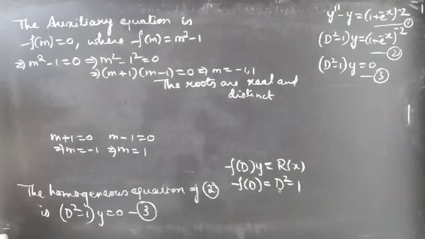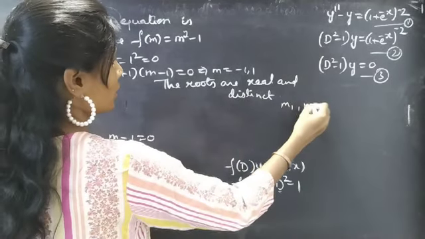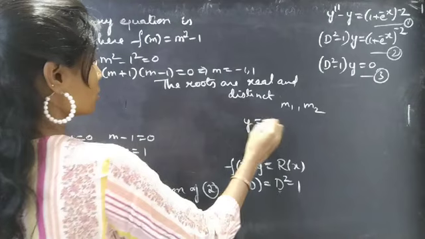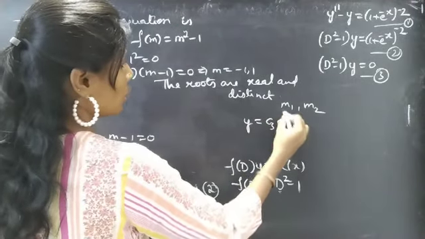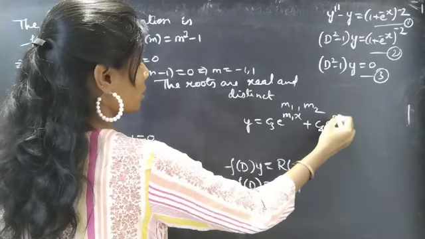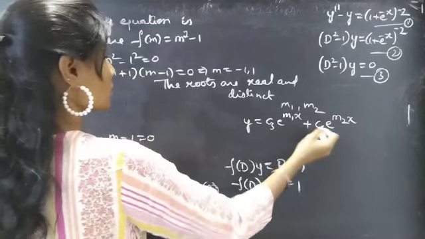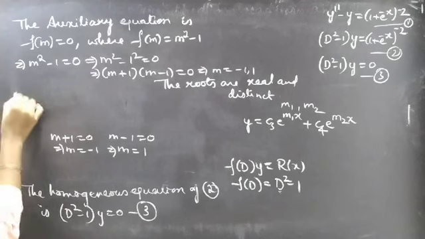We know that when two roots m1 and m2 are real and distinct, the solution of the homogeneous equation looks like one constant into e power one root into x plus another constant into e power the other root into x. Here I'm taking c3, c4 instead of c1 and c2 because I want c1 and c2 to appear in the final general solution. So let's now write the solution to the homogeneous equation.